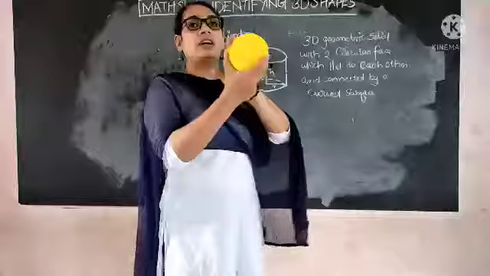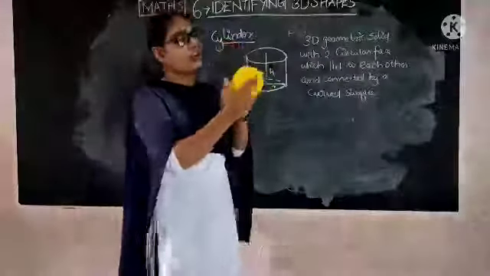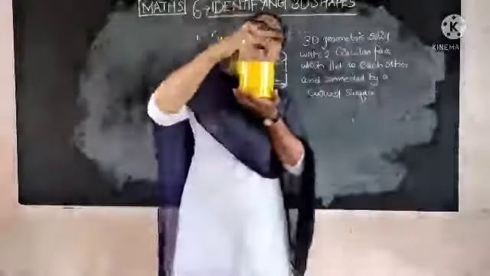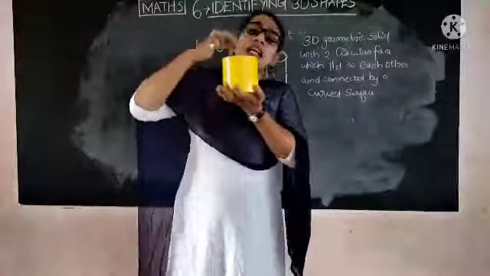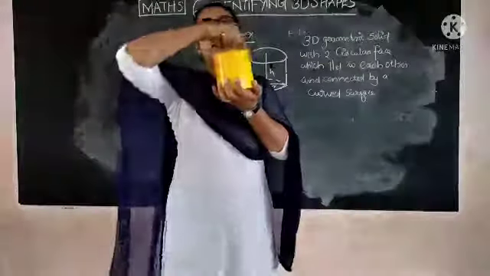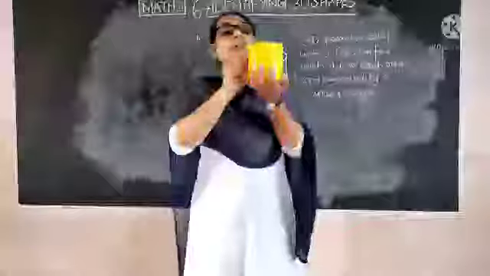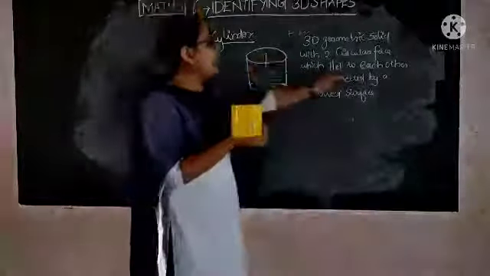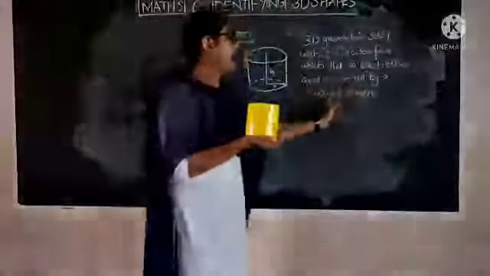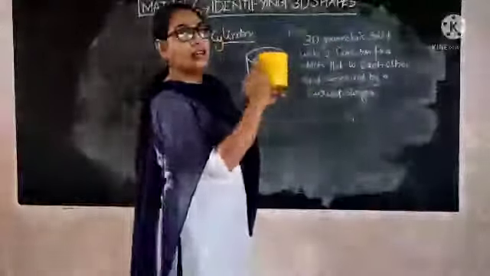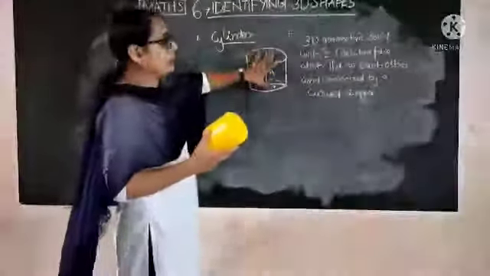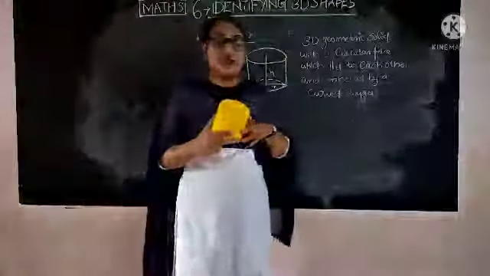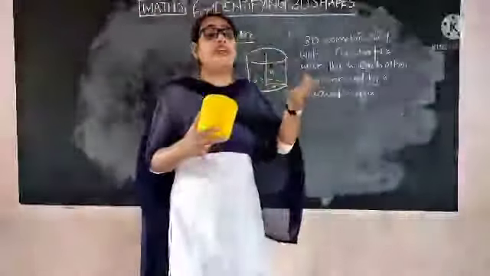One is here and one is on the back side of this figure. The two circular faces are parallel to each other. Parallel means the same distance throughout the circumference of the circle. The distance between the two faces is equal, and they are connected by a curved surface like this.